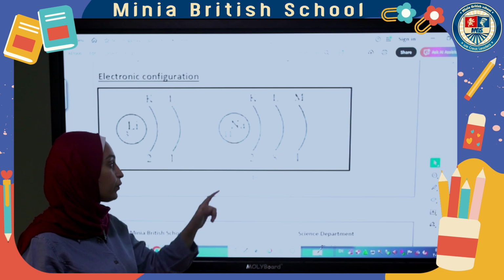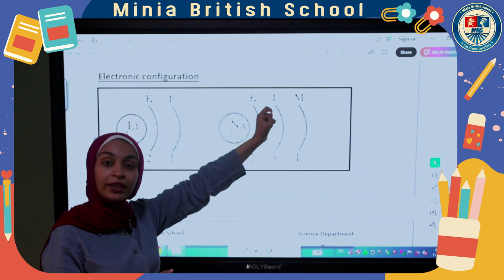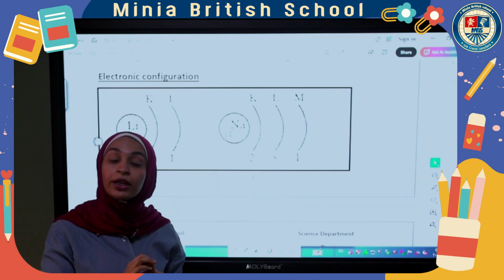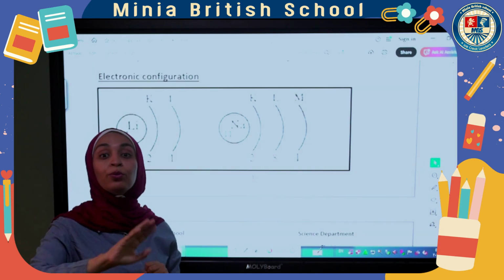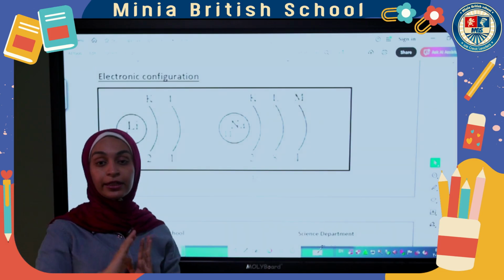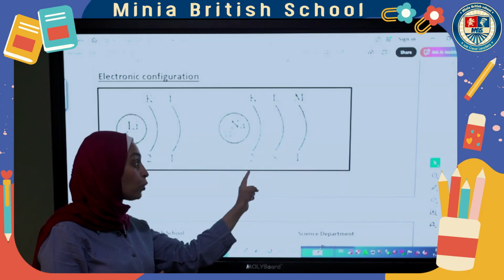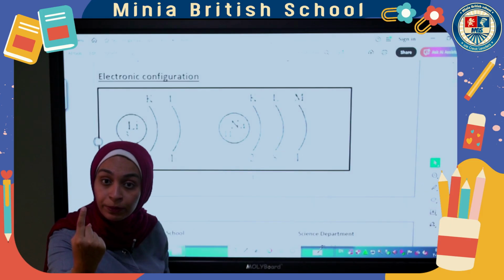Then I will draw the K level, and we said the K level is saturated with 2. Very good, grade 7, so I will write 2 here. Then the second level, which is L. And the L can be saturated till number 8, and I cannot put more than 8 electrons in this level. So I will write 8 here. So 2 plus 8 equals 10, and I have 11, so the rest will be 1.